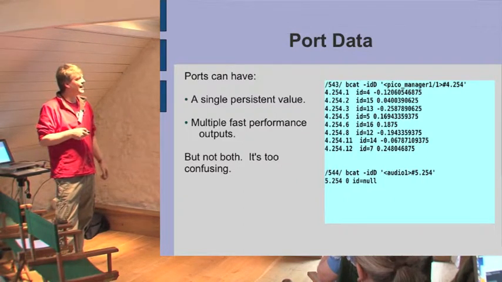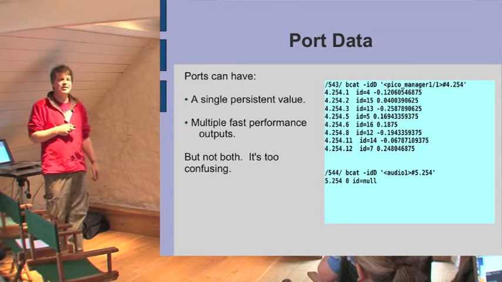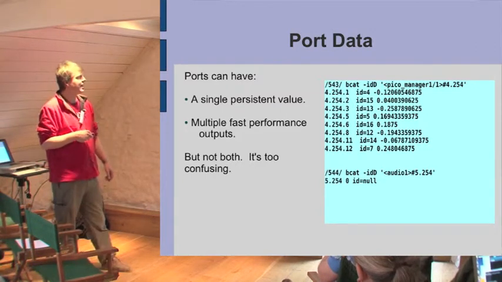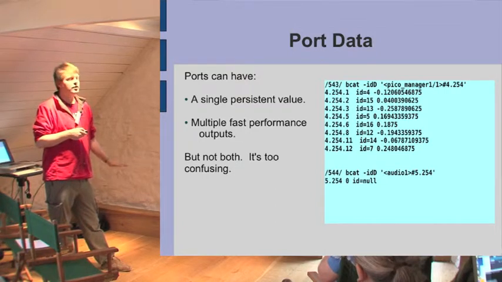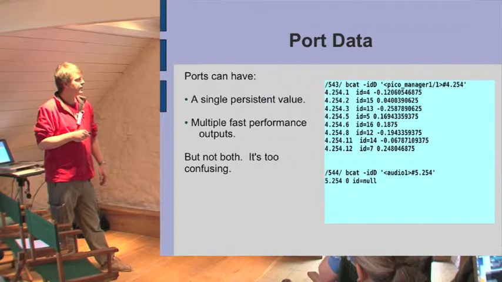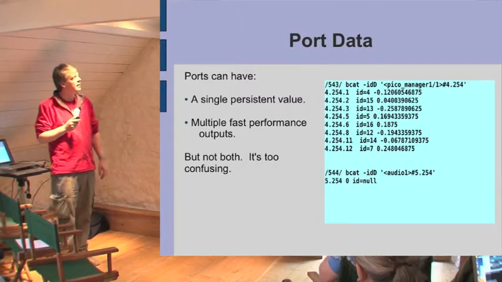So if a port is an output like this one, which can carry a whole bunch of fast data flows, then it doesn't really have a slow value. There may be a null value in there, but it doesn't mean anything. It's not used by anything. And that's for outputs. Now, if something is an input, this is where it gets tricky.